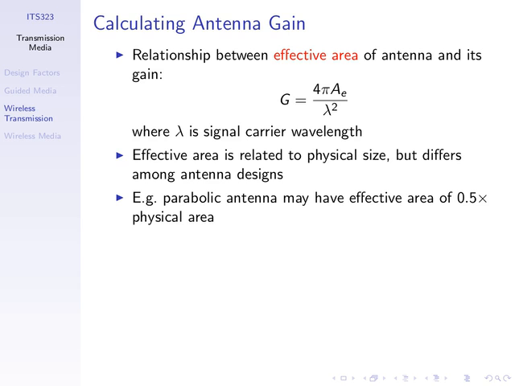So now we know the effective area, and we already know the wavelength of the signal we're sending. We can find the gain of our antenna. The gain of our transmit antenna is 4 times pi times the effective area, 4 times pi over 8, divided by lambda squared. Lambda was our speed of light divided by our frequency, 3/5 times 10 to the minus 1, squared. We can calculate that value.